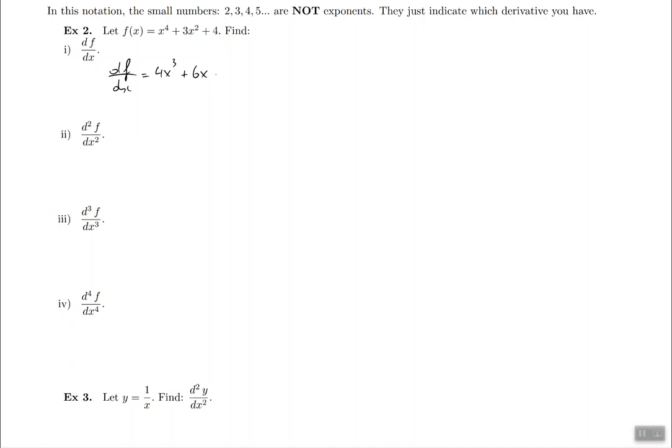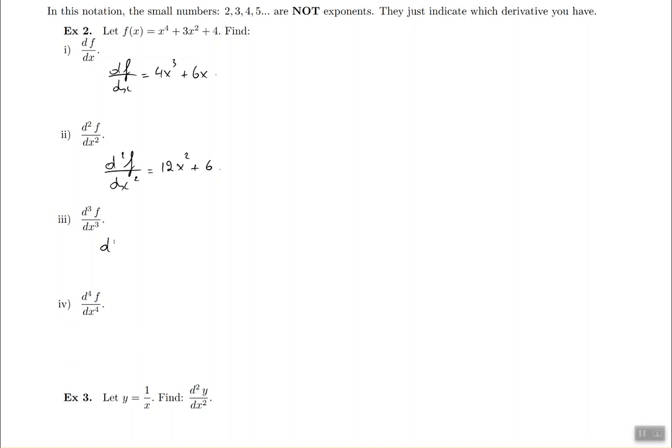So that's basically that. Now, the d2f dx2, that is the notation for the second derivative. And again, just keep in mind that these 2's are not exponents, so they don't play the same role as an exponent. So we're not squaring the first derivative. We're just getting the second derivative, meaning the derivative of the derivative. So in other terms, I take the 4x cubed and I find the derivative, which will be 12x squared. Then I take the 6x and I find its derivative, and that's going to be just simply 6.